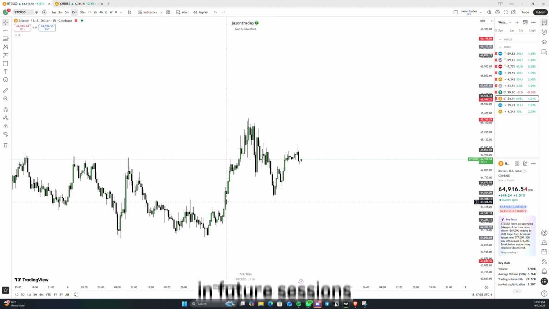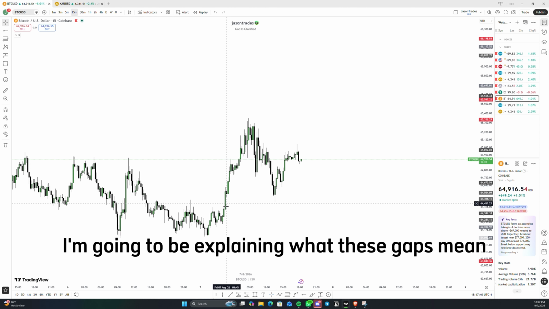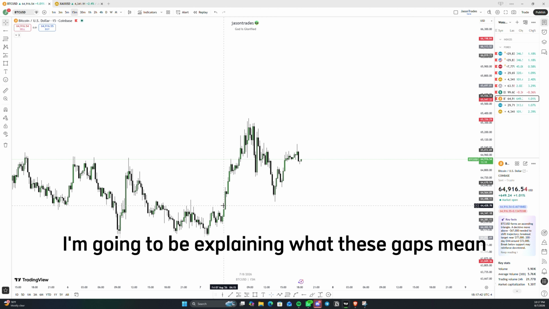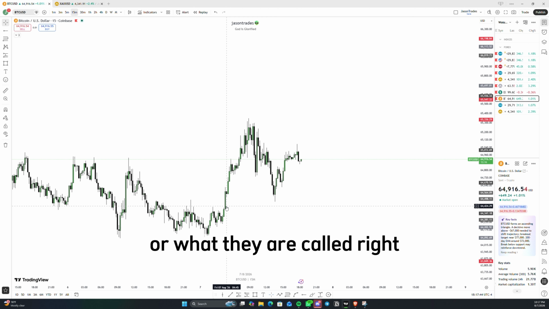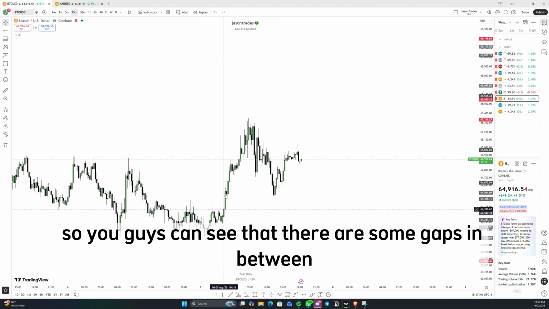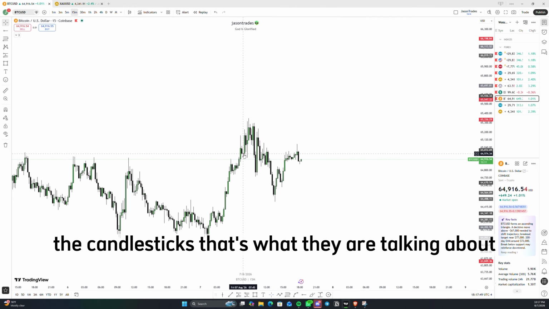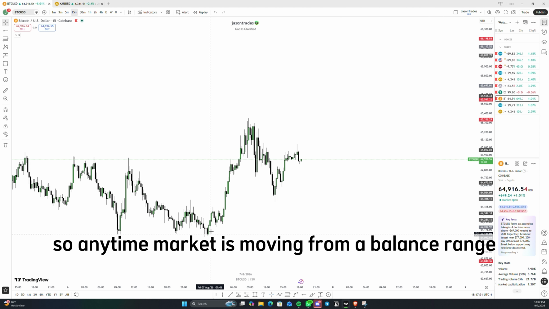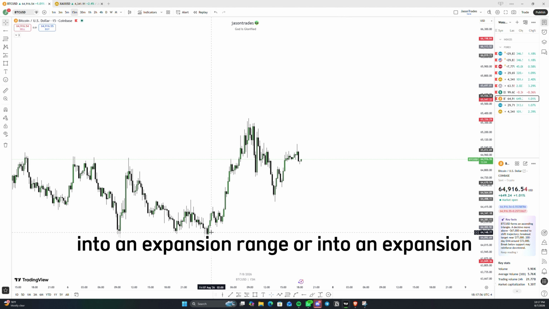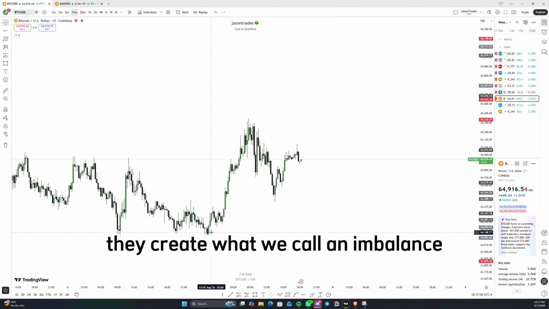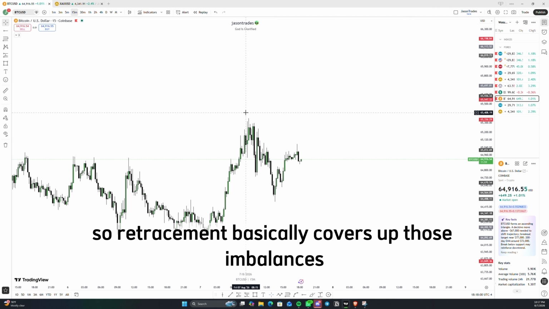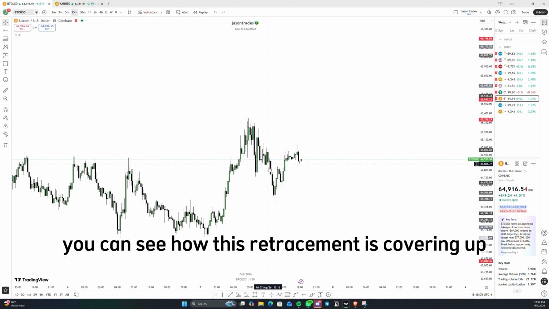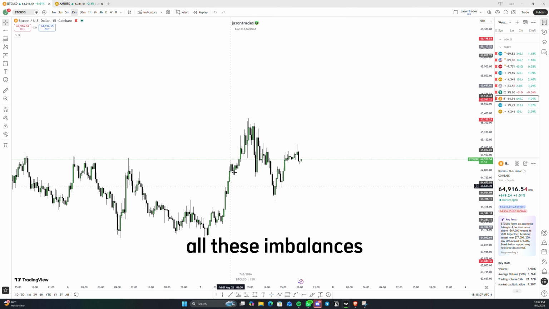In future sessions, I'm going to be explaining what these gaps mean or what they are called, right? So you can see that there are some gaps in between the candlesticks, and that's what they are talking about. Anytime the market is moving from a balanced range into an expansion, they create what we call an imbalance. So retracement basically covers up those imbalances. You can see how this retracement is covering up all these imbalances.